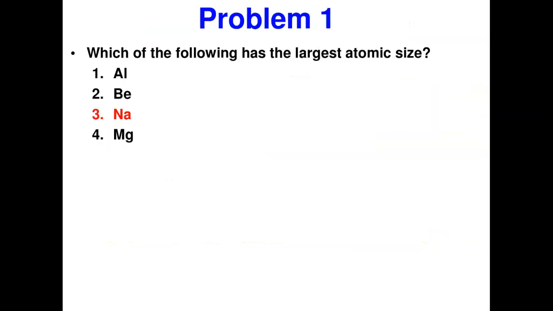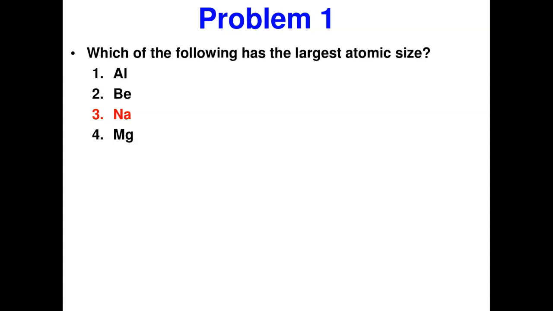So let's do this problem. It says, which of the following has the largest atomic size? If you look at this now, it says which one has the largest atomic size? Now, the largest atomic size, if you look at the periodic table, I'm looking at mine now. Sodium is in group. Let's look at sodium. Okay, let's just take a look at it. Let's not preempt the answer.